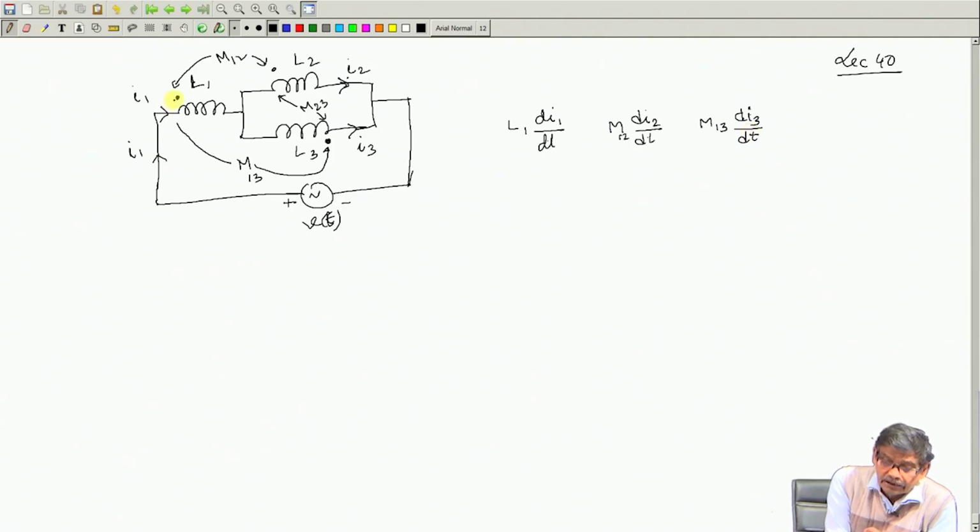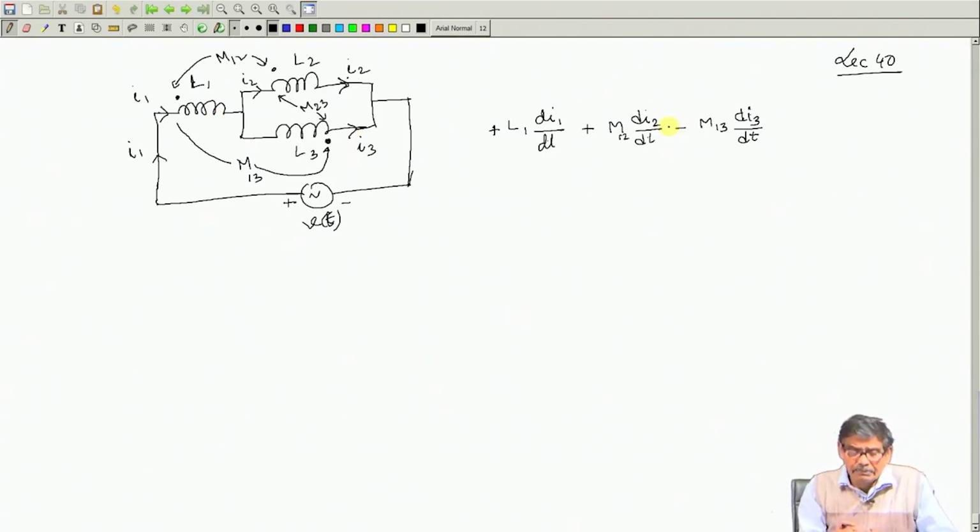Now, the drop across AB, these terminals, is L1 dI1/dt, fine, this will be plus. What about the other terms, plus or minus? How do I decide? You see, I2 is flowing like this, through the dot it is entering, therefore the mutually induced voltage in L1 will be on the left side dot, so plus. For this coil, the current is leaving the dot, therefore the right hand side will become plus, so this will be minus.